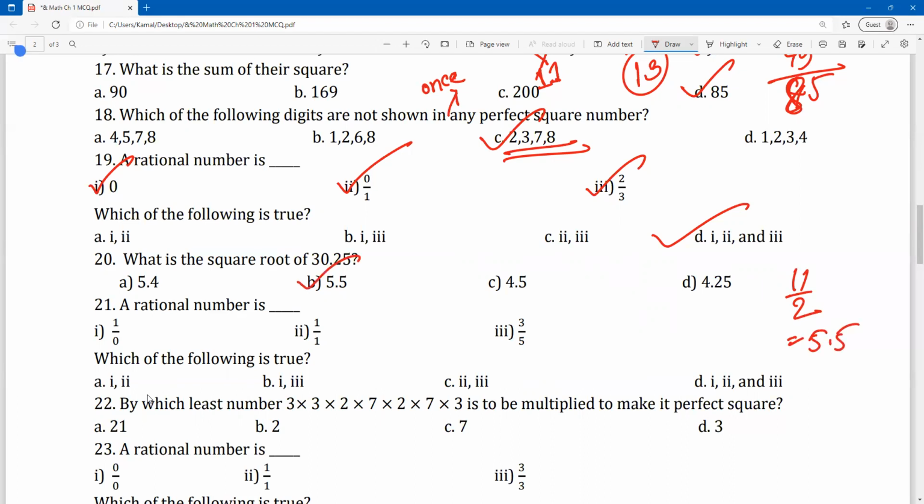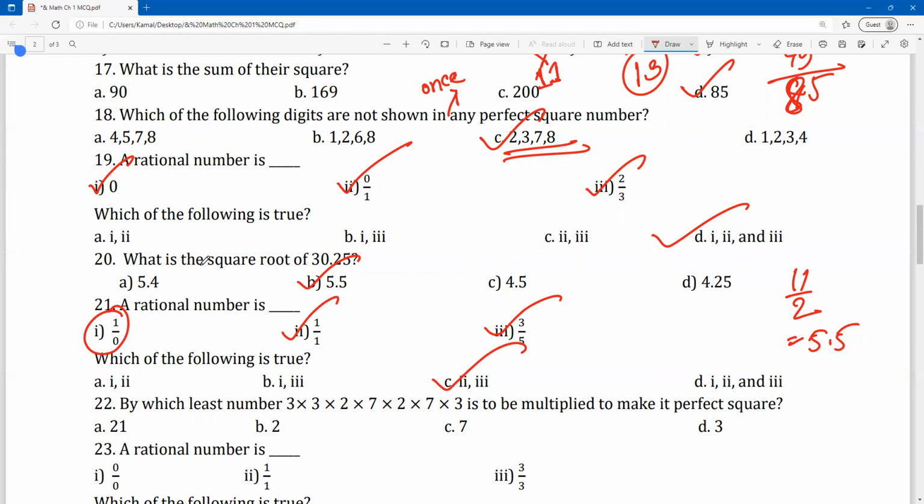So the answer is 5.5. A rational number is, this is not rational, 2 by 0. The denominator is 0, that means we cannot divide any number by 0. Though it's a fraction, this fraction is undefined because the denominator is 0. That's why this is not the correct option. So rational numbers 2 and 3 is the correct answer.